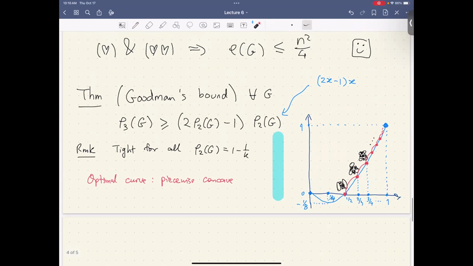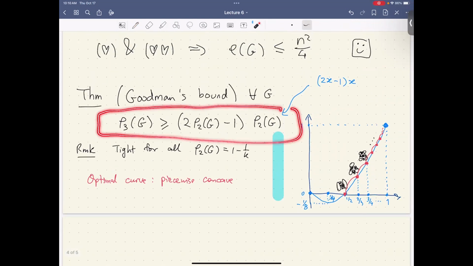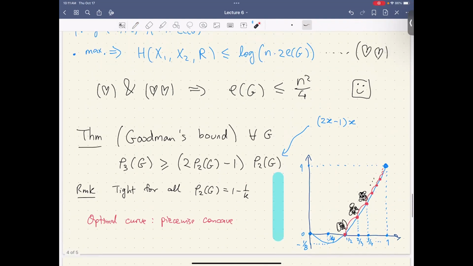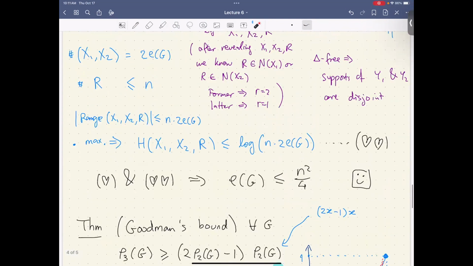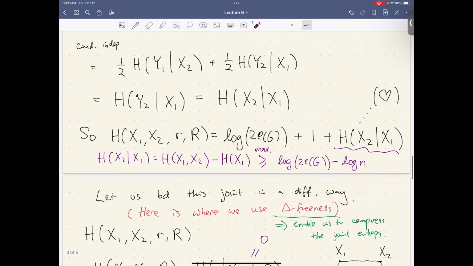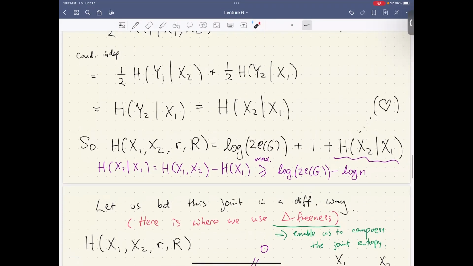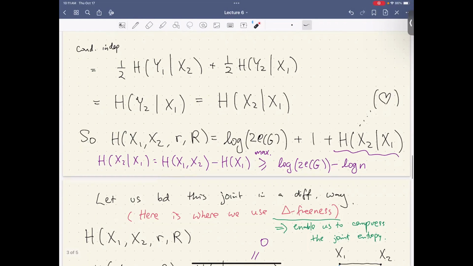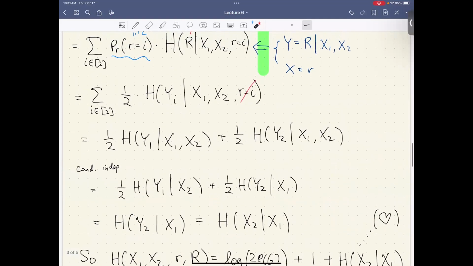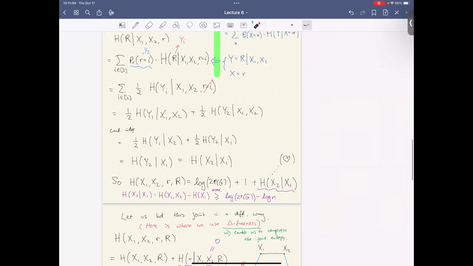So let's try to prove Goodman's bound. I claim that to prove Goodman's bound, we can just modify what we've seen in Mantel's proof. So how do we modify it? Well, first of all, let's recall Mantel's theorem's proof.